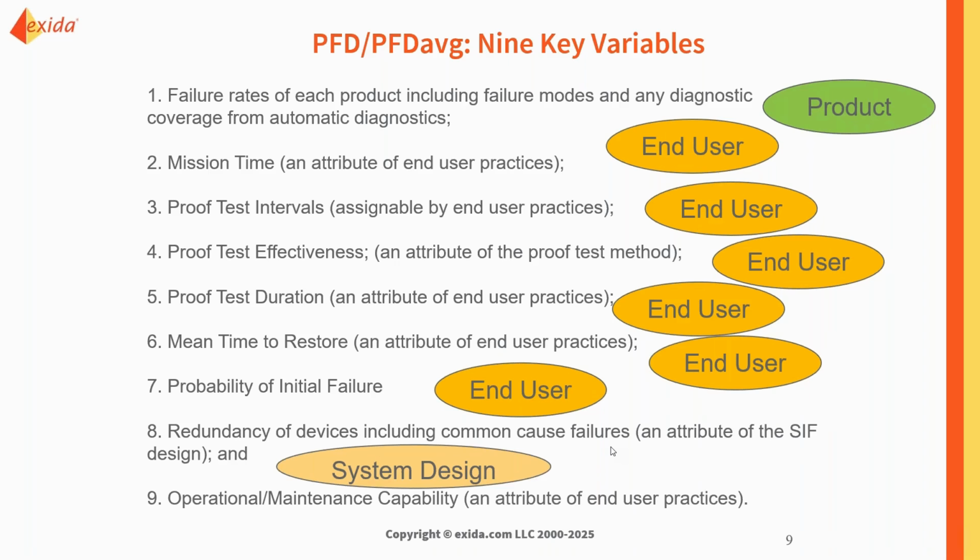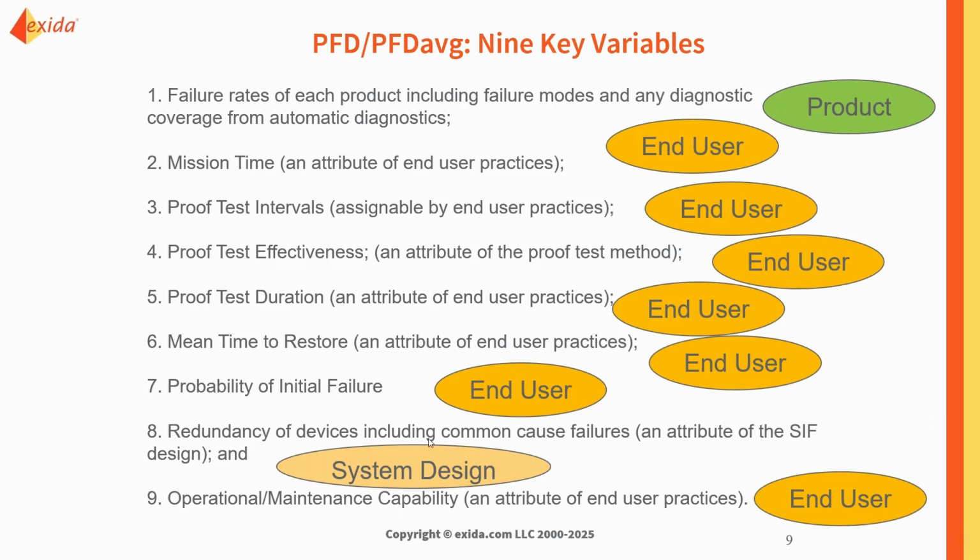And then finally, this one is very important, the operational maintenance capability. This basically comes down to the site culture. How good is our site safety culture? In other words, are we tracking the proof testing? Are we doing it according to the SRS? Are we doing the mean time to restore according to what's defined in the SRS and so on? If not, then of course we're going to have problems.